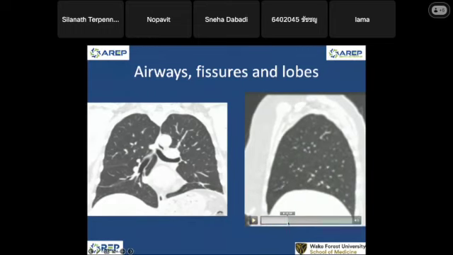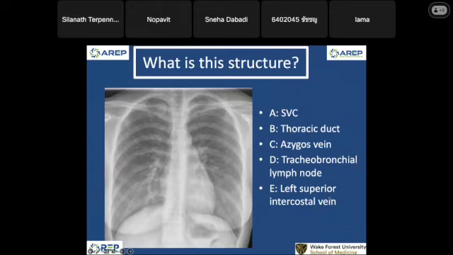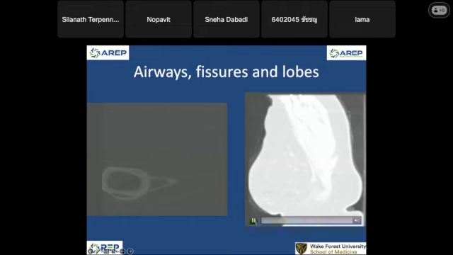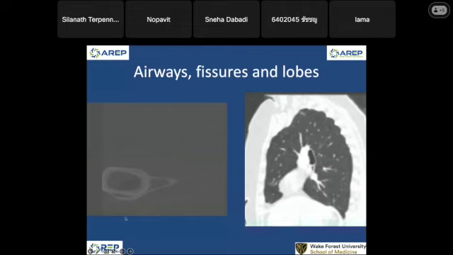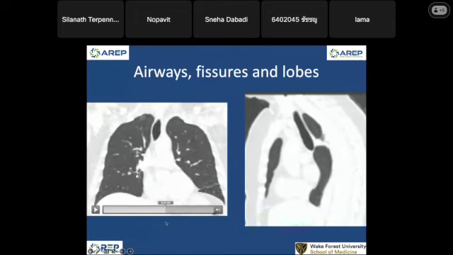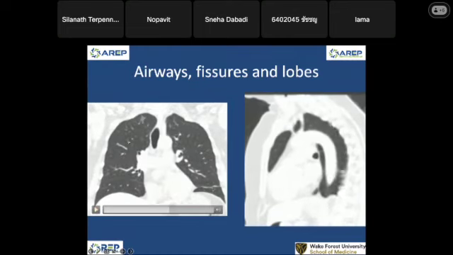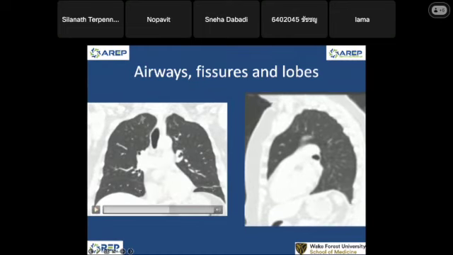Okay, let me stop this. So there are three lobes in the lung. This is the major fissure. This is the minor fissure. This is the upper lobe. This is the middle lobe, and the whole thing is the lower lobe here. And for this coronal, there are three lobes. This is probably the best. One here, upper lobe, middle lobe, and lower lobe.